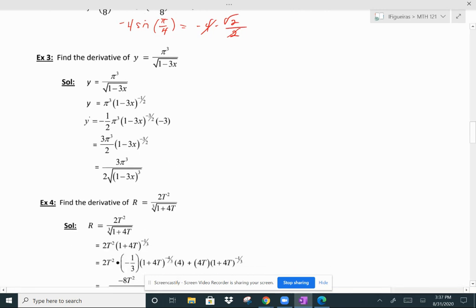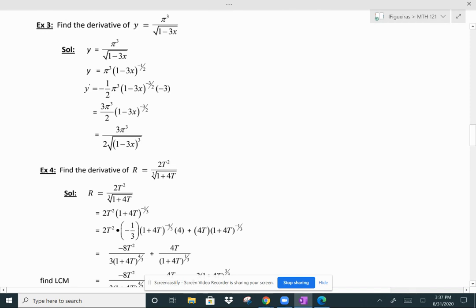All right, so here's another function. We have r equal to 2t cubed over the cube root of 1 minus 4t. So I have another radical in the denominator. So you can handle this in one of two ways.